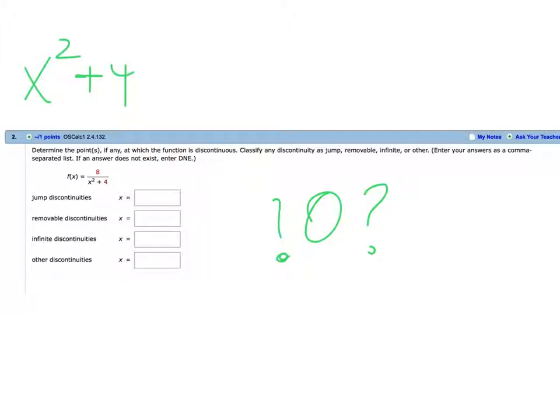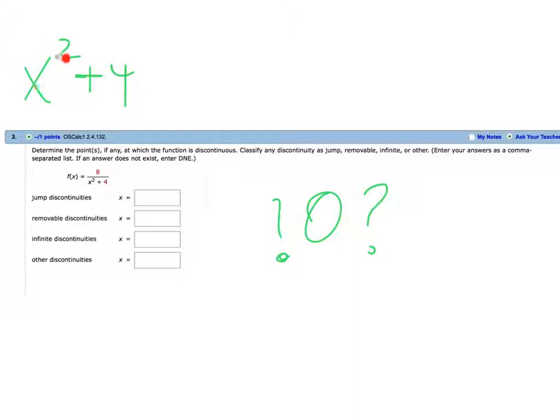So in the denominator, x squared is always going to be positive no matter what. Even if you put a negative number in there, that's always going to be positive. Then you're going to add 4. So it's always going to be positive. So this will never be 0. Actually, this will even never be negative.